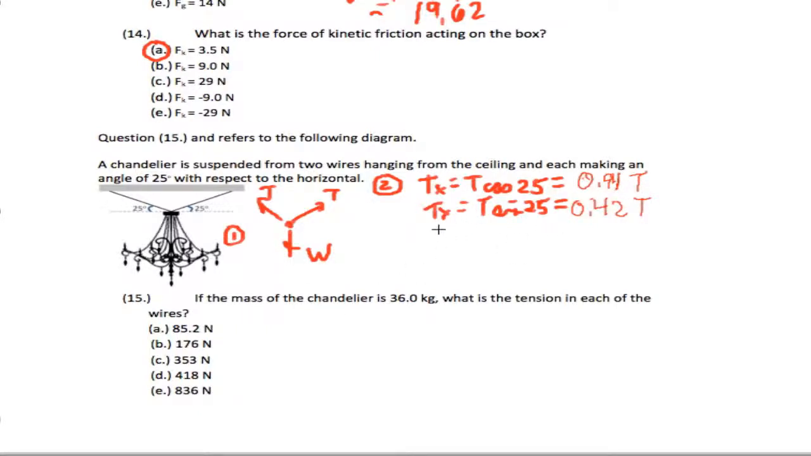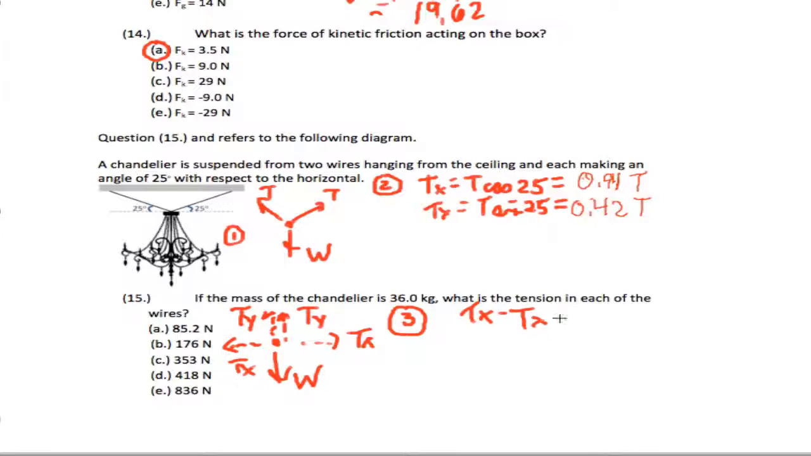Now let me redraw the free body diagram with our relabeled forces. So now our free body diagram is going to look like we have Ty from each of the tensions, and also Tx from each of the tensions. And we have the weight going downwards. Now, step 3 in the recipe says set up the equations in x. So we're going to have Tx minus Tx equals 0. Or if you prefer, Tx on the right equals Tx on the left.